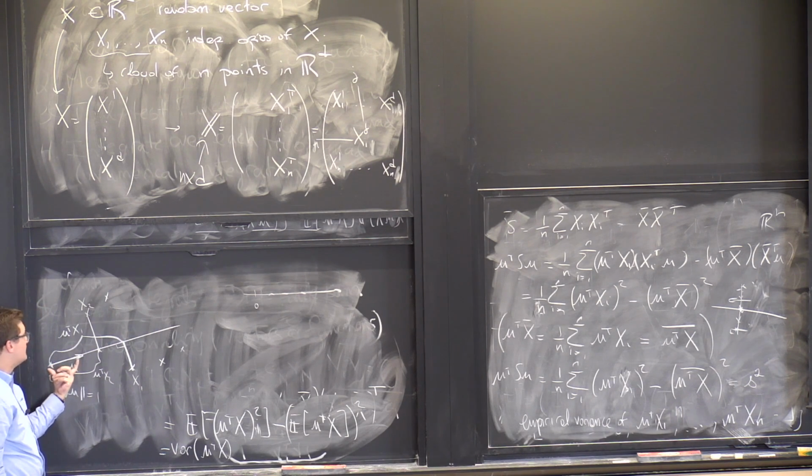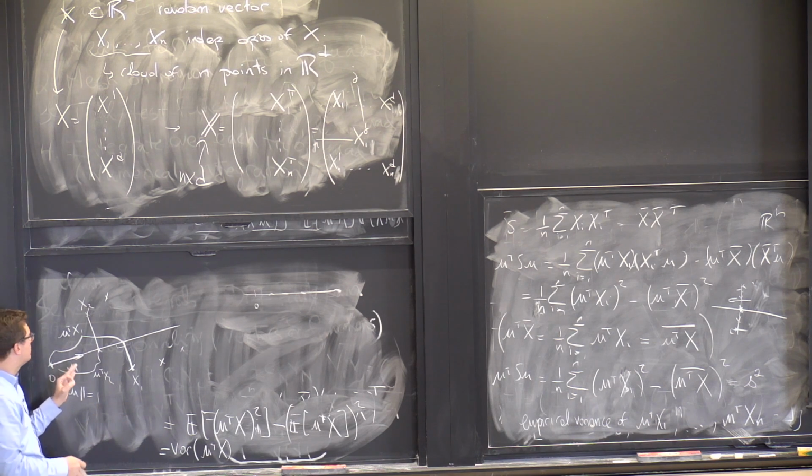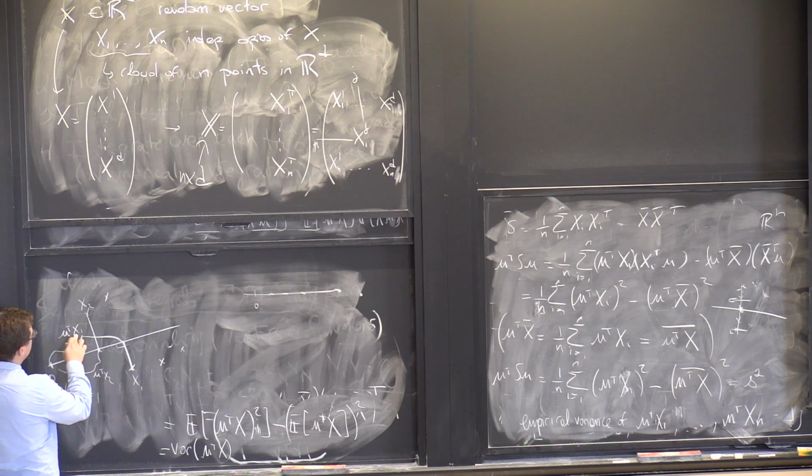Now, if u does not have norm 1, then you just have a change of scale here. You just have a change of unit. So this is really u times x1, and the coordinate should really be divided by the norm of u.